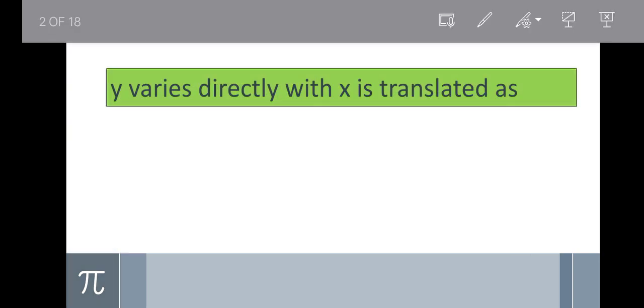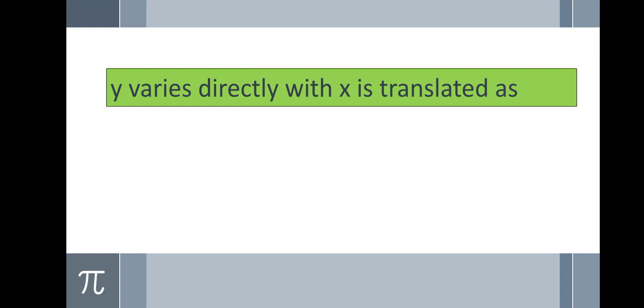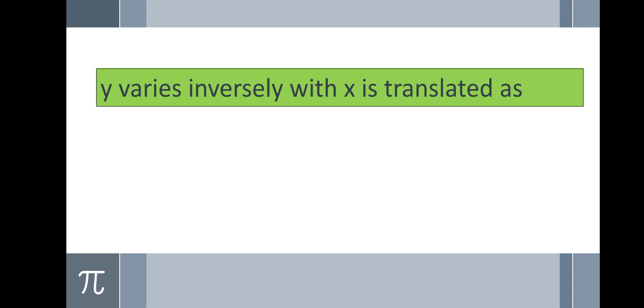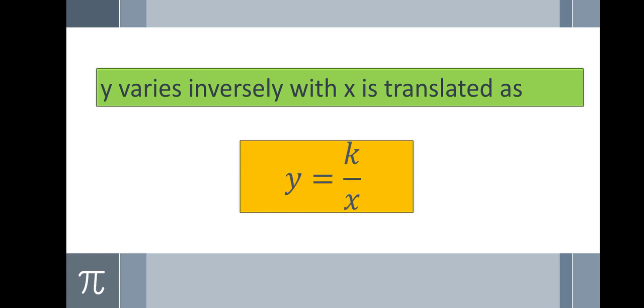Number 1, y varies directly with x is translated as... So our word here is directly. If the word involved is directly, we will simply multiply the constant of proportionality to the variable. That is, y is equal to k times x. Directly, multiply. Inversely, that is to divide. That means y varies inversely with x is y is equal to k over x.